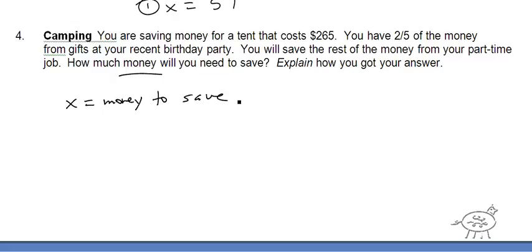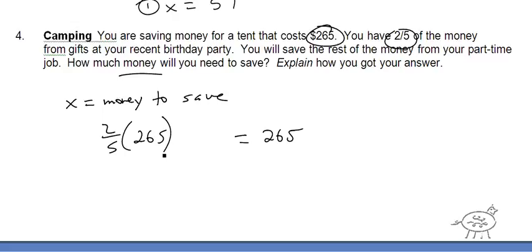All right, and this is a little tricky, but what you're doing here is you know your final answer has to be 265, okay, because the final cost is 265. You have 2/5 of that money, so don't you have 2/5 of the $265? And you want to know how much more do you need to save? So, well, there you go, money to save. So 2/5 of $265 plus the amount of money you need to save is going to be your $265. That's the setup for it. All right, that's a little trickier.